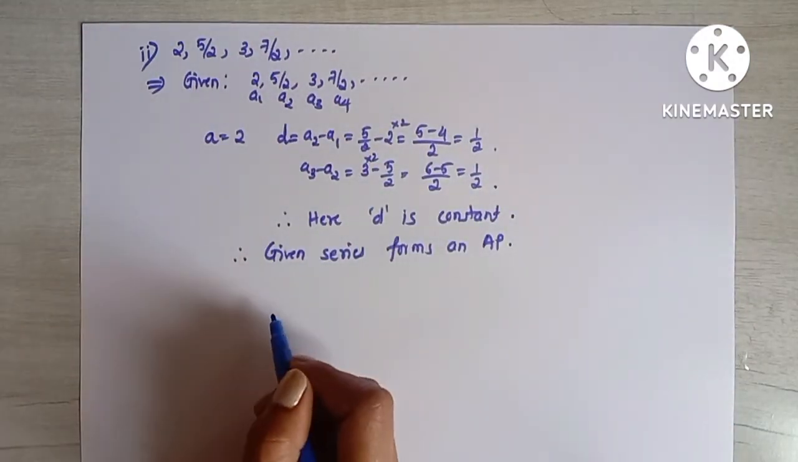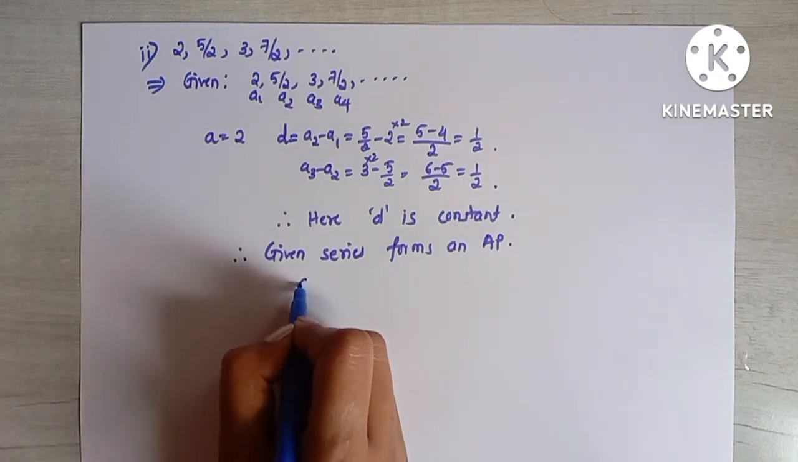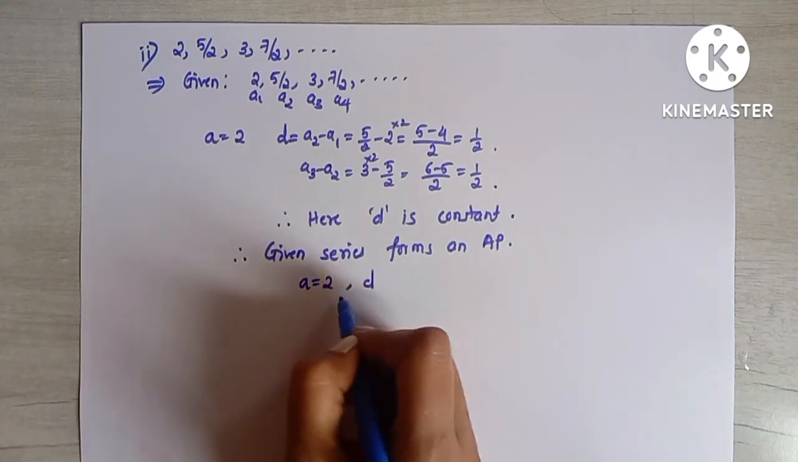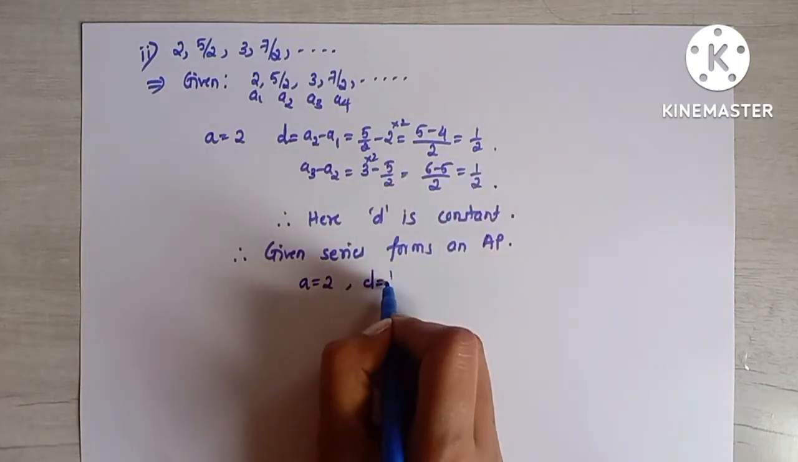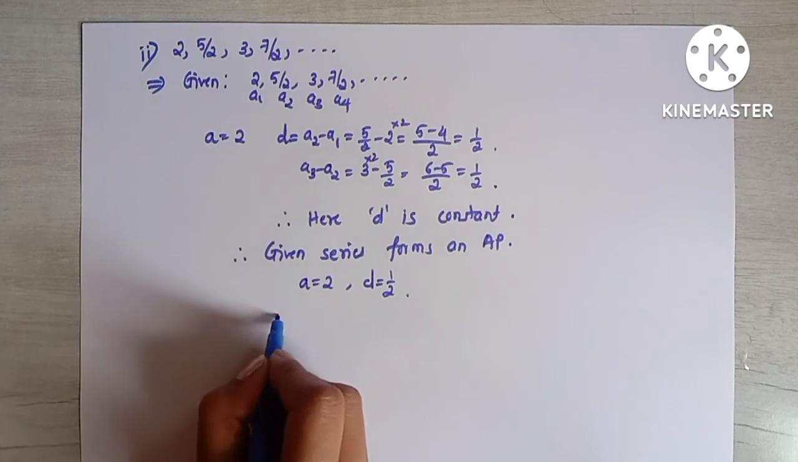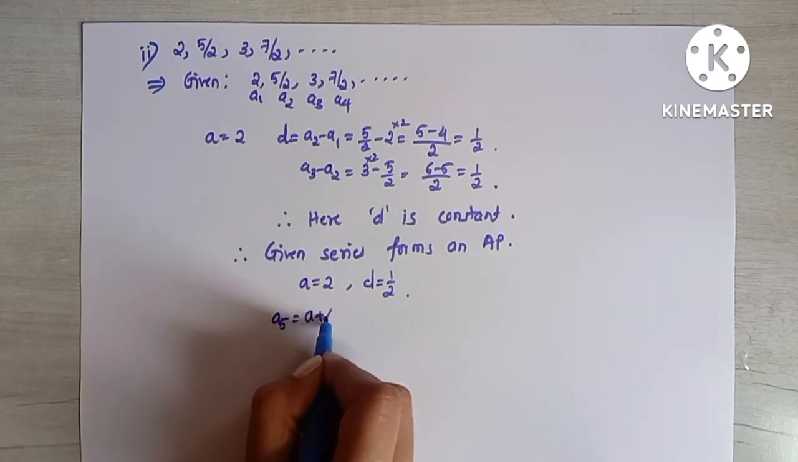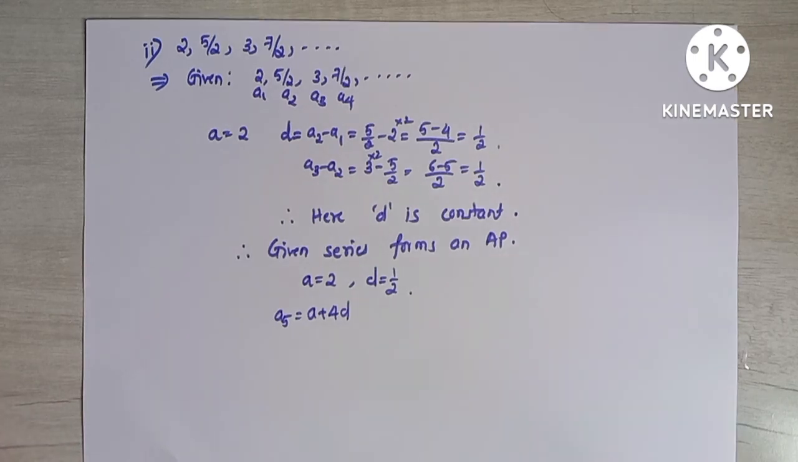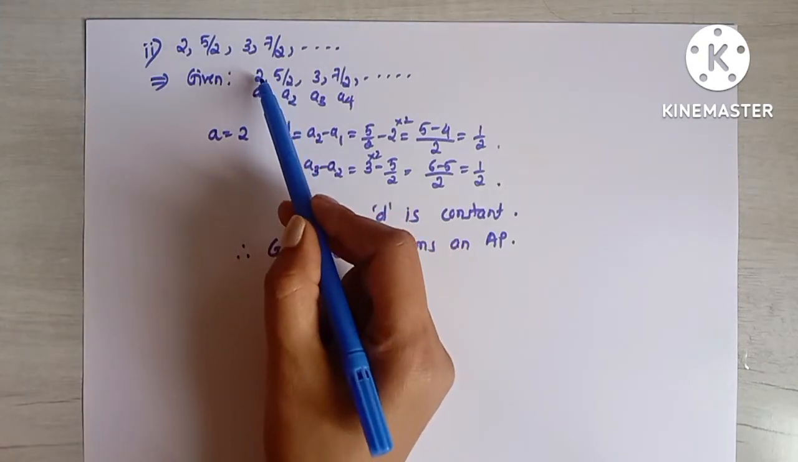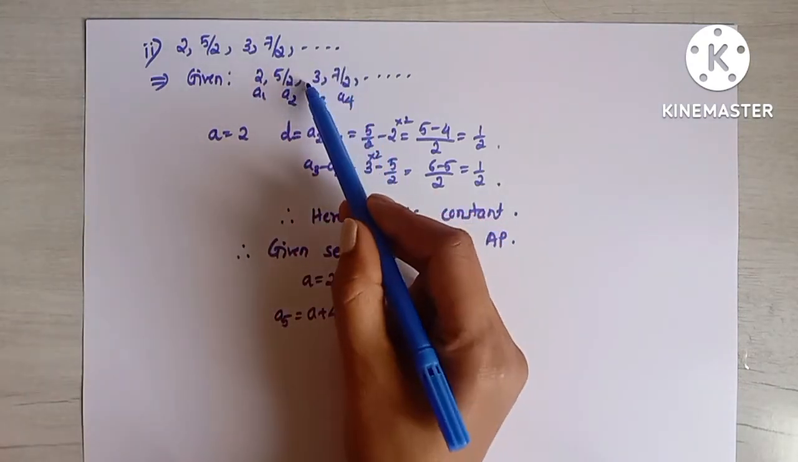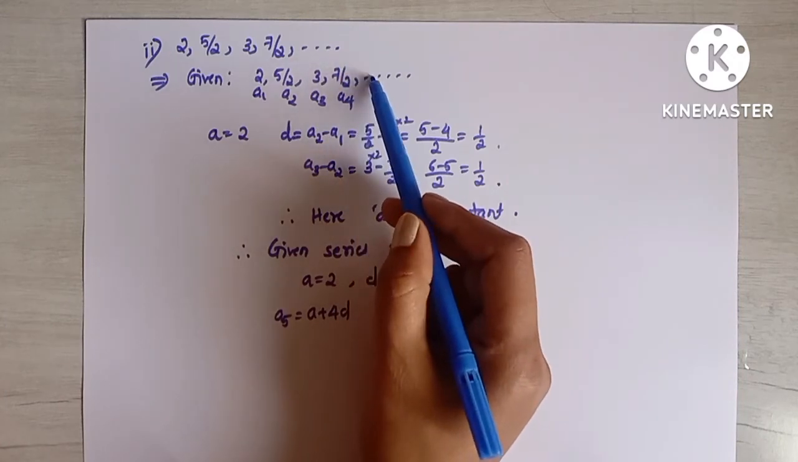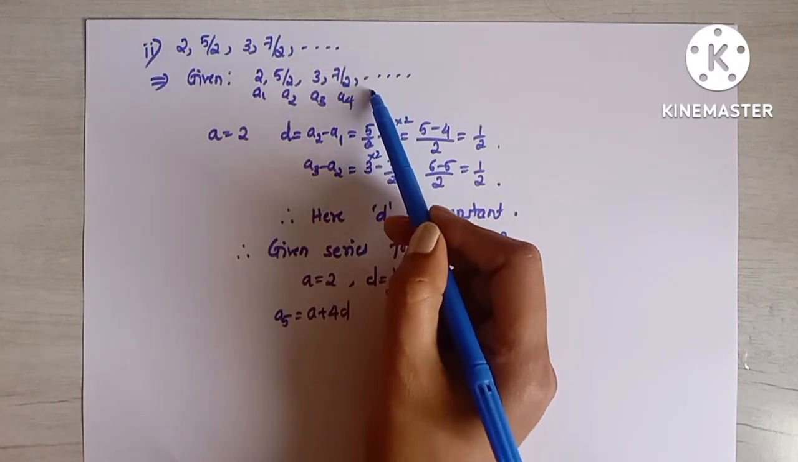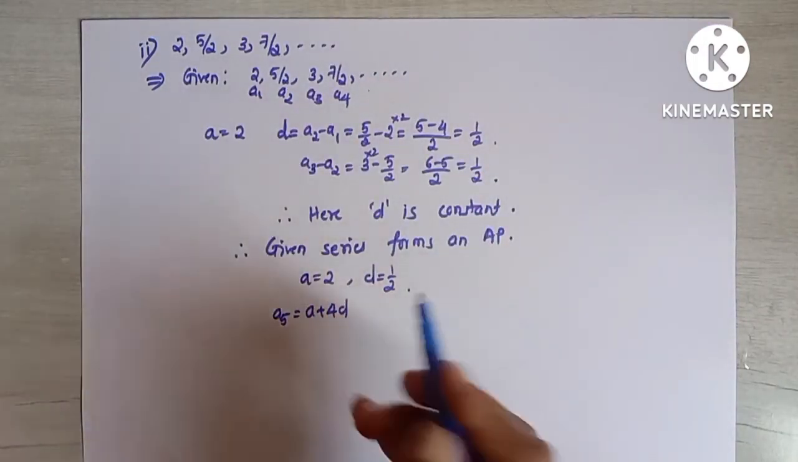Let us calculate A5, A6, A7. First write down the A and D values. A is 2, D is 1 by 2. So, what is A5? A5 is A plus 4D. You may get confused whether it is A plus 4D or A plus 5D. Simply, you can remember like this: this will be A, and this will be A plus D. Next A plus 2D, A plus 3D, and the next is A plus 4D, that is A5. So A5 is A plus 4D.